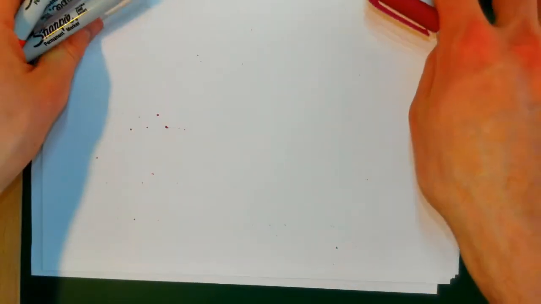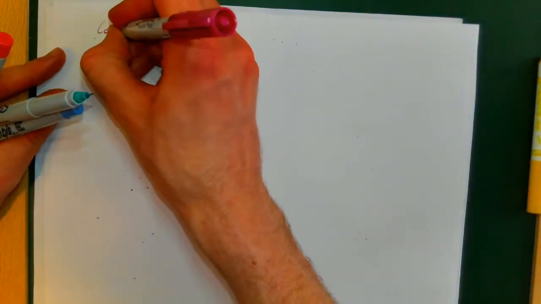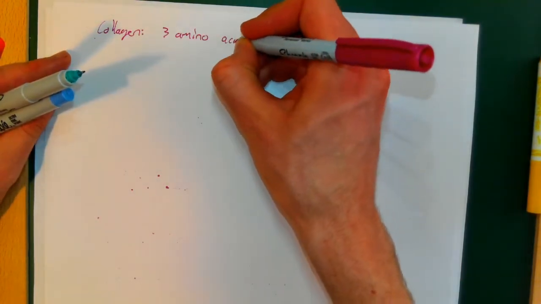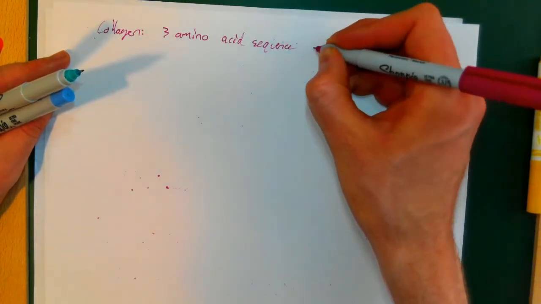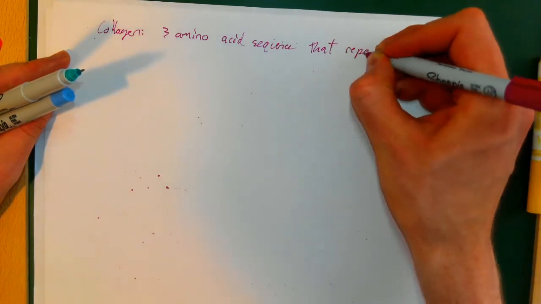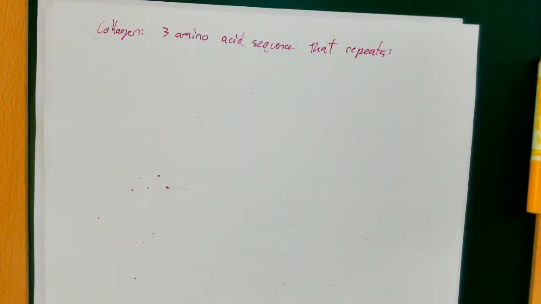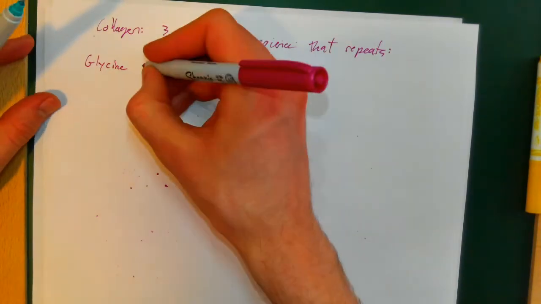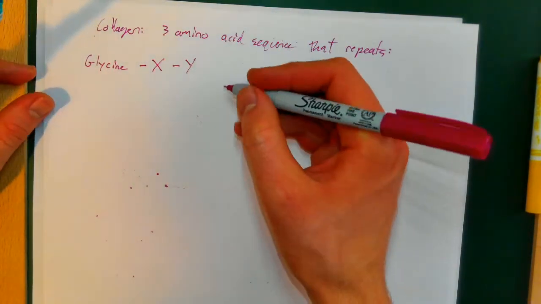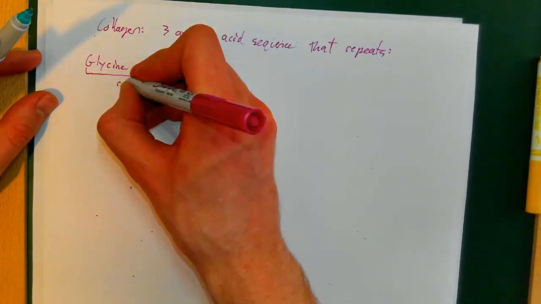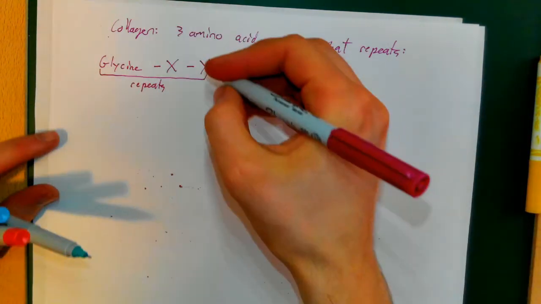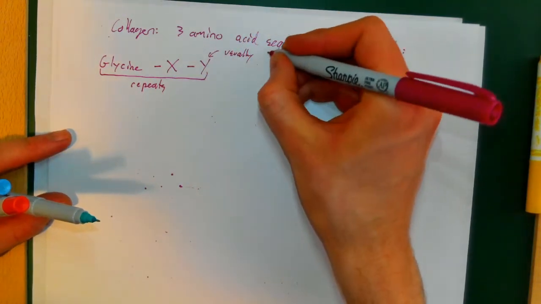Collagen has a 3 amino acid sequence that repeats. So what are the 3 amino acids that make up collagen? Well, the first one is glycine. And then it's called X, Y, and this repeats. And the Y that makes up glycine is usually hydroxyproline.